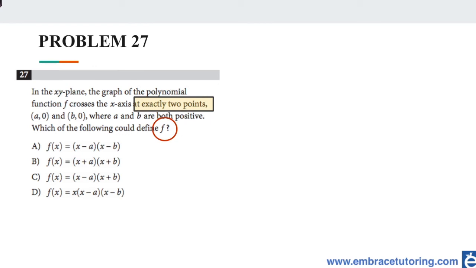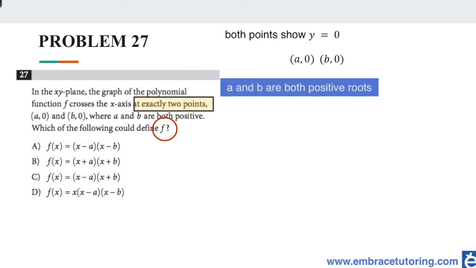Now, quick takeaway, it does say exactly 2 points, so really what we're referring to is that both of these points, given the coordinates here for a and b, are going to show that y will equal 0. And because these are the coordinates provided to you for (a, 0) and (b, 0), you can then tell that a and b are both going to be positive roots.